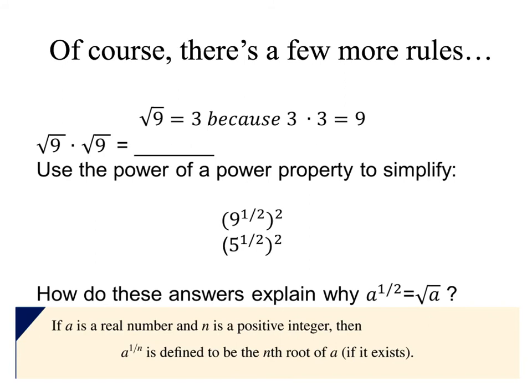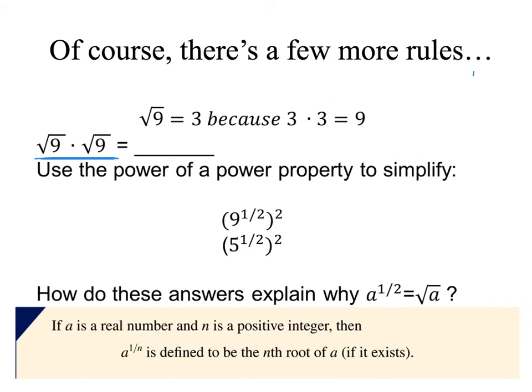The last rule that we established, before I give you some time to really dig into this and get some practice because we've gone over a lot, has to do with radicals, and more specifically establishing what a rational exponent means. So if we look at the square root of 9 times the square root of 9, remember that the square root of 9 is equal to 3.